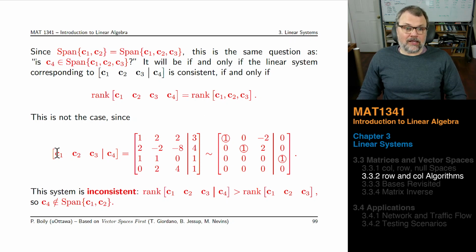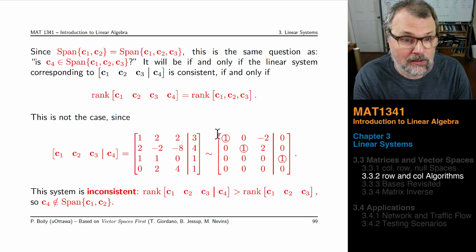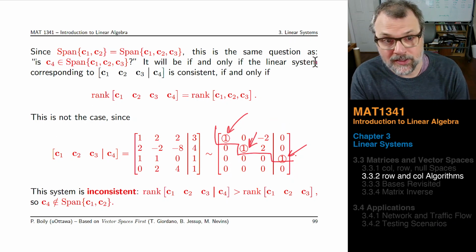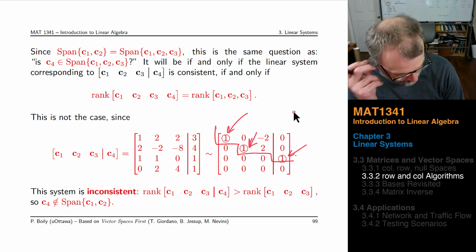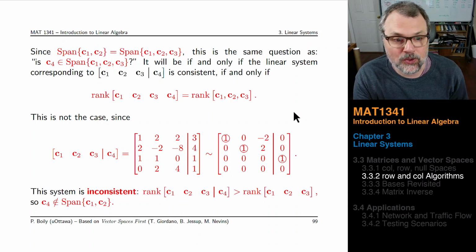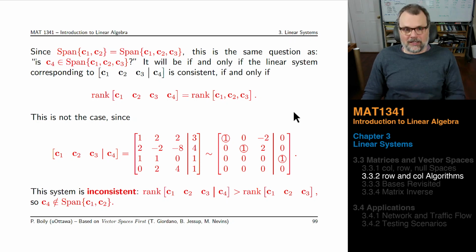If I look at the reduction of C1, C2, C3, C4, I'm going to get 1, 0, minus 2, 0, 0, 1, 2, 0, but 0, 0, 0, 1, and 0, 0, 0, 0. Now you have to do this to convince yourself that this is the case. 3 leading ones, but one of them is in the augmented part of the matrix. So that system is inconsistent, and that tells us that the rank of C1, C2, C3, C4 is greater than the rank of C1, C2, C3, and so that C4 is not in the span of C1, C2.